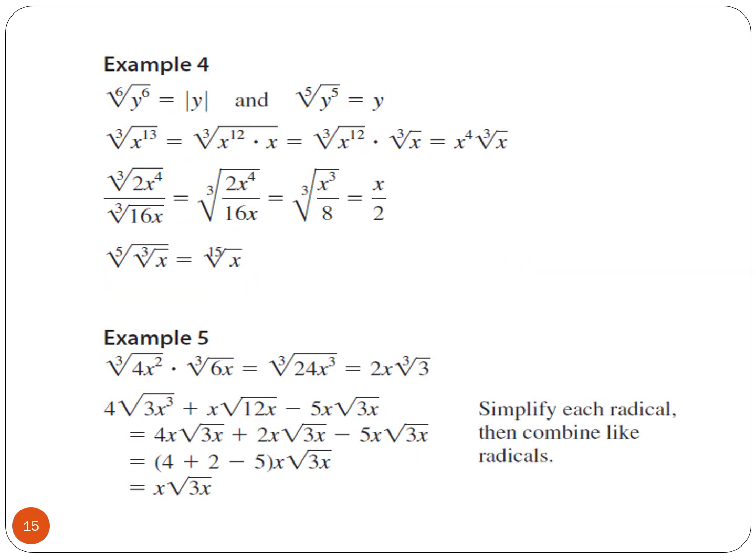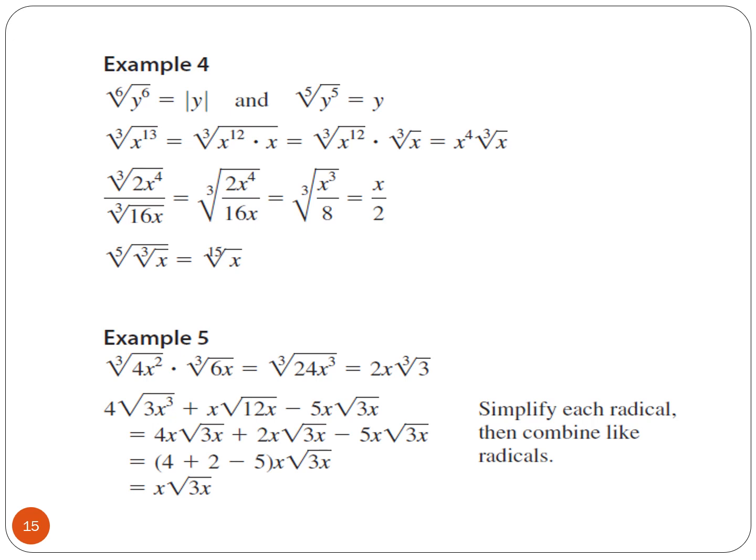Here are more examples that relate to the rules we just looked at. The sixth root of y to the 6 is equal to the absolute value of y. That's because the index is even. But the fifth root of y to the 5 is just equal to y. You don't need the absolute value in this case.